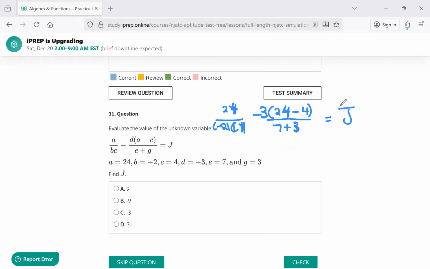Okay. So when you put it all together, you get 24 divided by -8. And then this is the 80. Oh, this is a minus 3, so that becomes a positive. So it's 3 times 20 over 10 equals J.